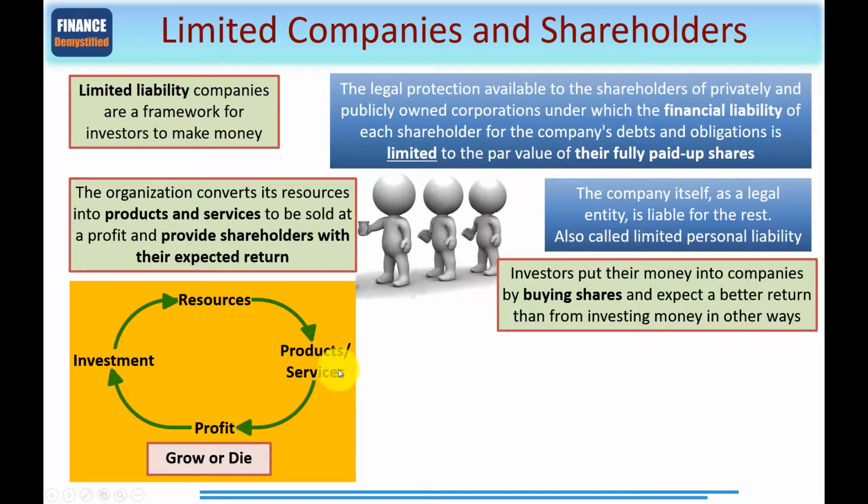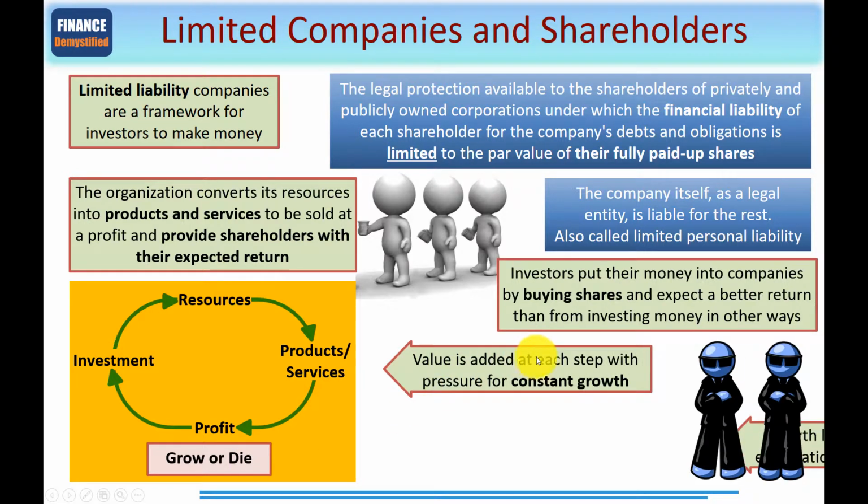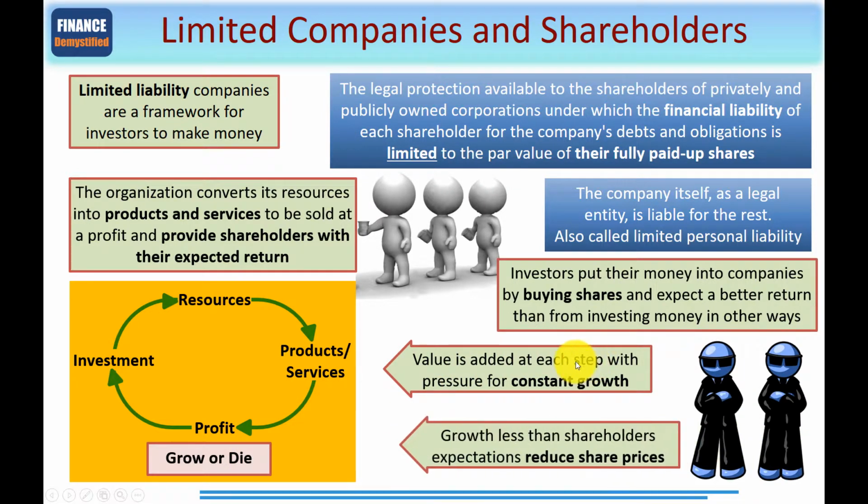So the cycle here looks something like this. Shareholders give an organisation investment. With that, it's used to invest in resources, which creates products and or services or both, and hopefully makes a profit. And that continues. The phrase is grow or die. The reason they use that phrase is because value is added at each step, with a pressure for constant growth. You'll know that where you get profit figures given, in the Financial Times for example, the shareholders expect to get a profit out of it. And that's why you need constant growth.